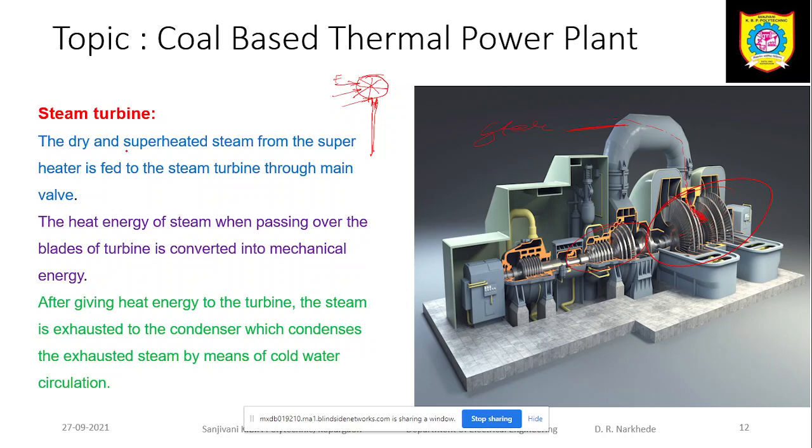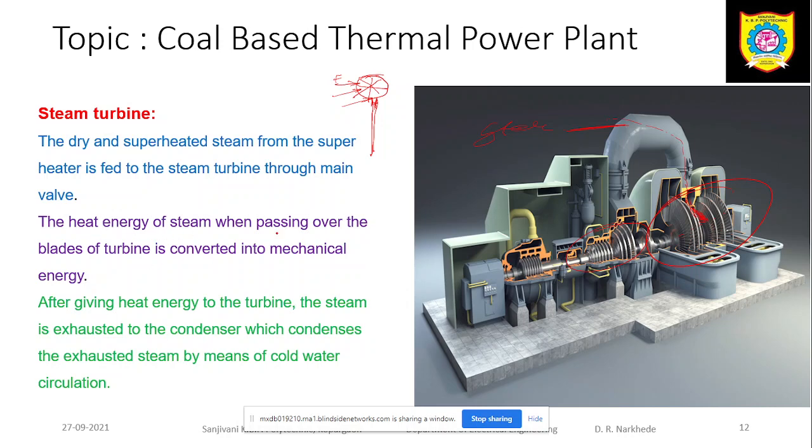So the steam turbine: the dry and superheated steam from the superheater is fed to the steam turbine through the main valves. This is the pipe through which the steam goes, and this steam can be controlled with the help of a valve, just like in your bathroom we have a tap, and with the help of the tap we can control the flow of water passing through it.